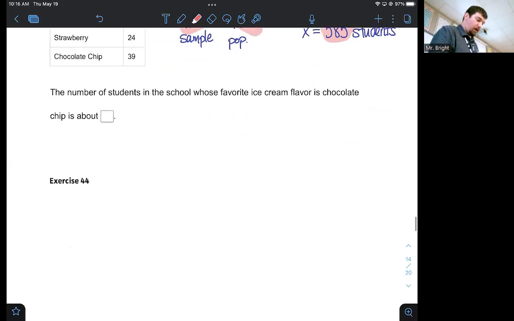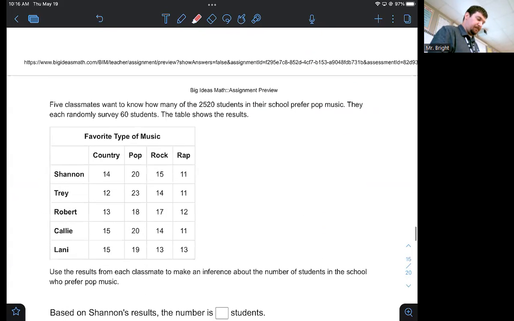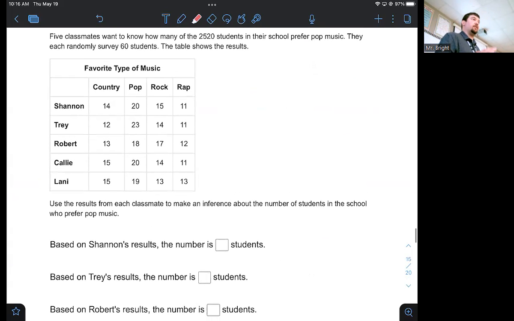Okay, number 44 is one that we are skipping. Now I'm going to read it to you because you could do it. I just don't have time for it. Five classmates want to know how many of the 2,520 students in their school prefer pop music. So each of them surveys 60 students.